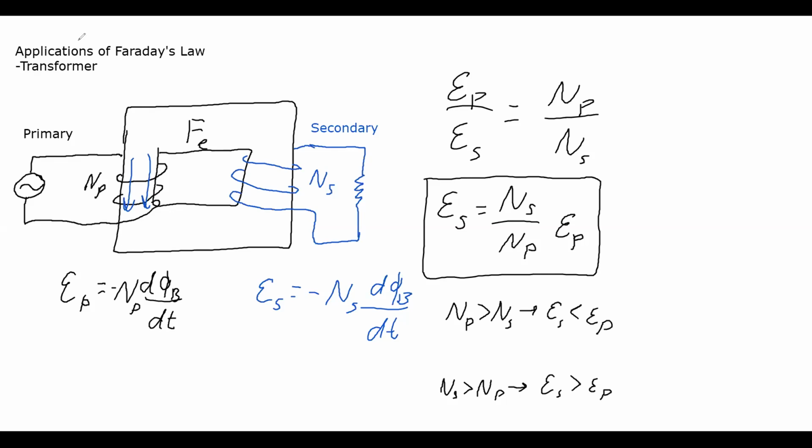So like I said, it does depend on the coils. Which coil has more turns will determine whether we have a step-up transformer or a step-down transformer. If the secondary circuit voltage is lower, it's called a step-down transformer. And if the opposite is true, if we have more turns on the secondary circuit, it's called a step-up transformer.